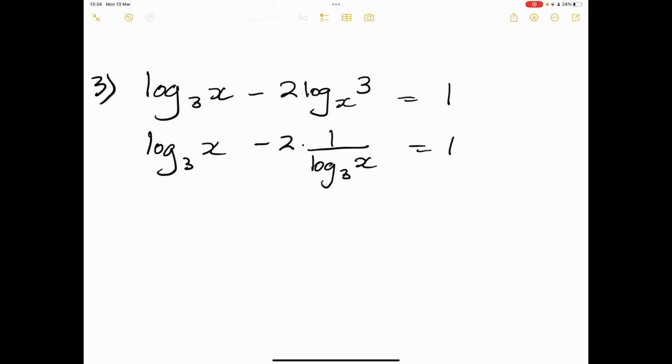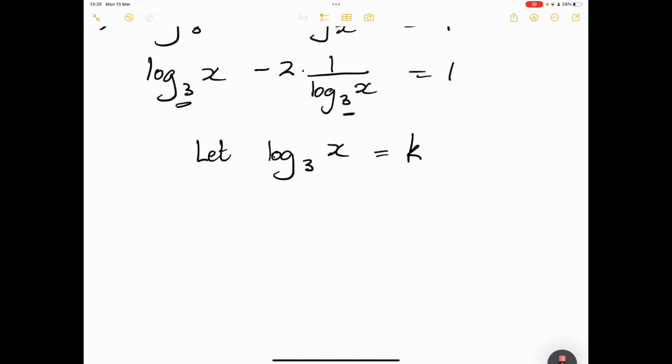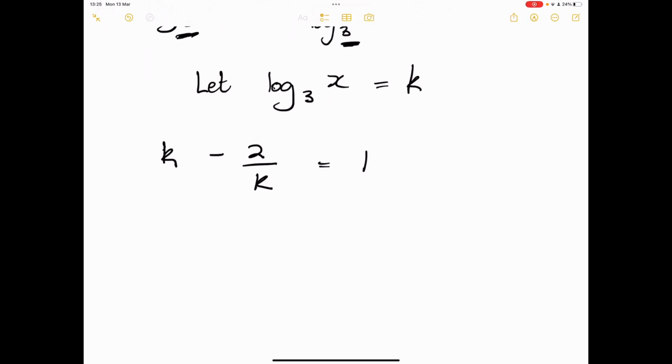Now, ladies and gents, what can actually help you here is to remember the k method substitution. We can do that here. So I can say let log base 3 of x equal k. So let me do that quickly. That means I would have k minus 2 over k, which is equal to 1. So multiply everything by k, and that becomes k squared minus 2 equal to k.